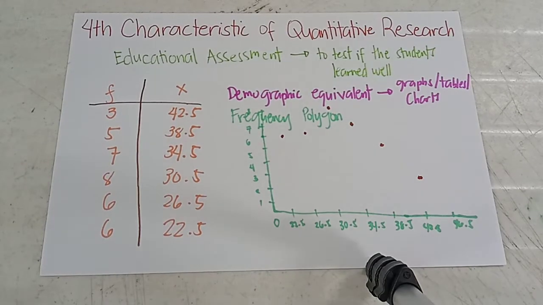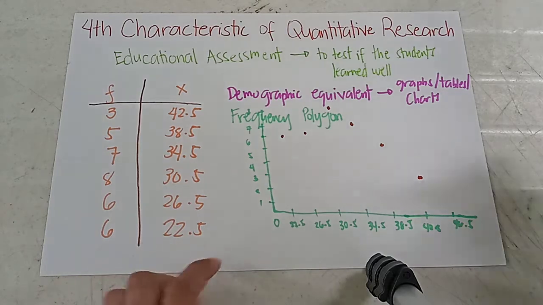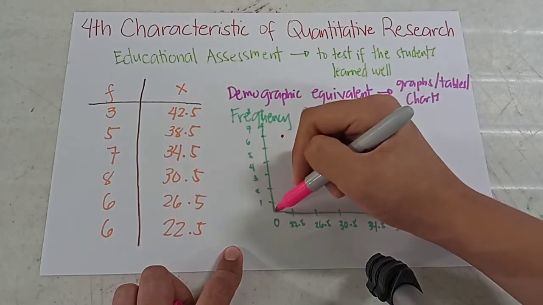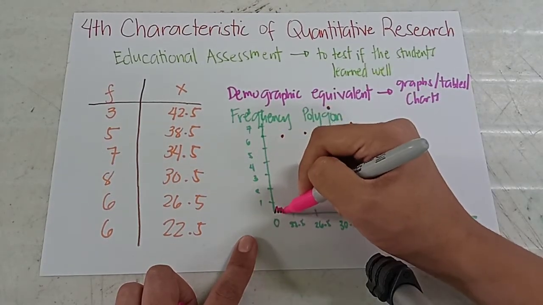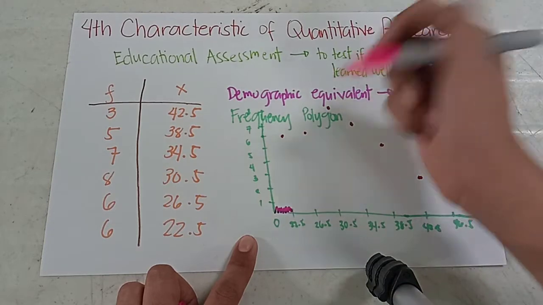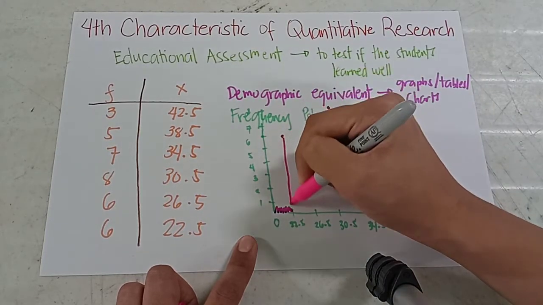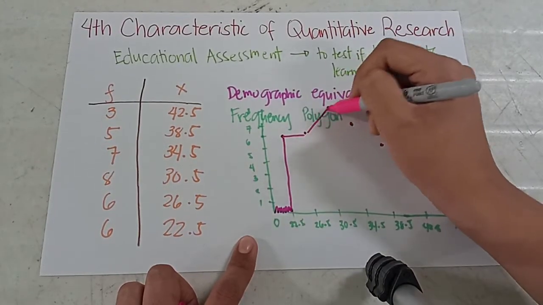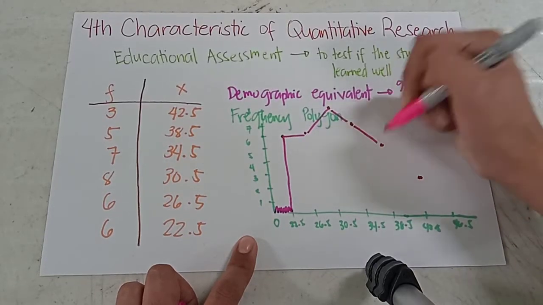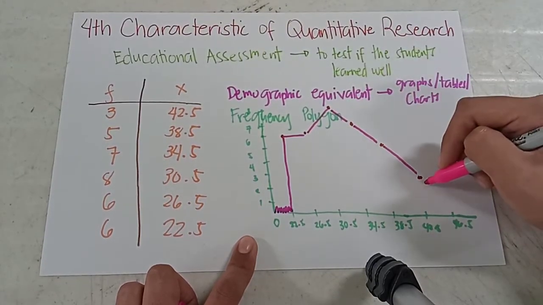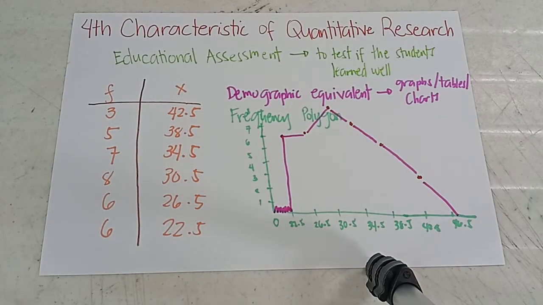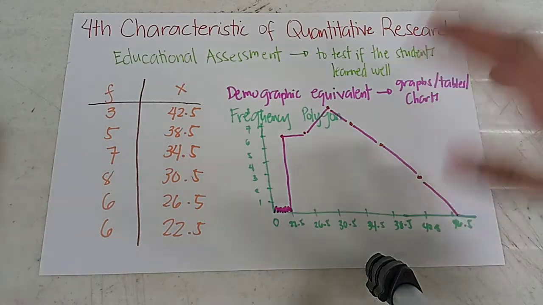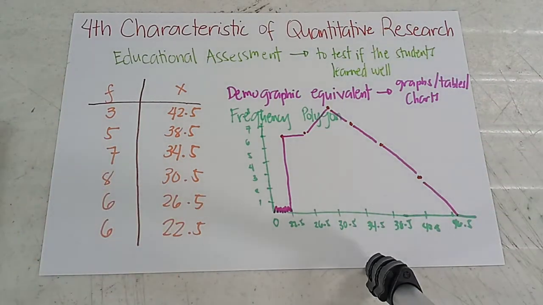Now with this graph, let us try to connect all these dots. As you can see, we started from 0, then we jumped to 22.5, so we add some line like that. And from here we connect the dots, and it will end at the next value. So this one is actually the frequency polygon, or the demographic equivalent of this frequency table.